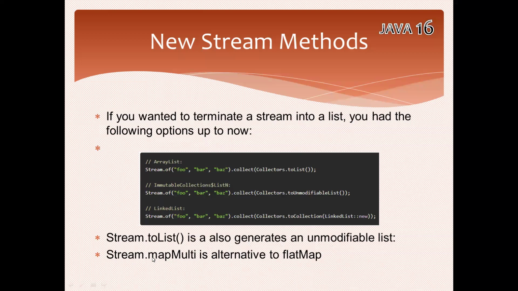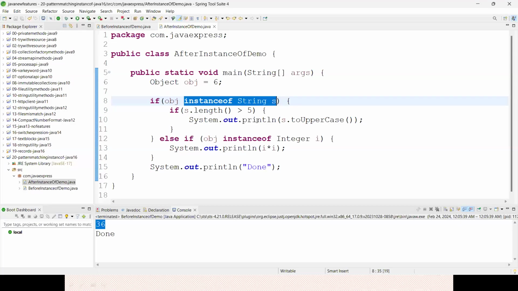And we have another method called mapMulti. It is an alternative to flatMap. To get a list of objects we can use flatMap. Let me demonstrate toList for you. Definitely it will be useful as part of our development.